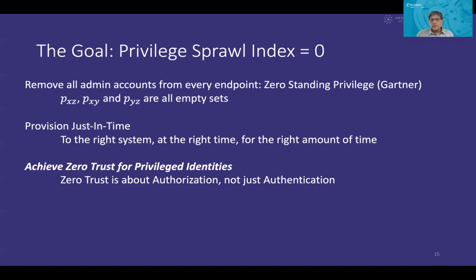So these are systems, they're islands in their own right. They have no common accounts. If they have no common accounts, how can you move laterally from one place to the other? In a sense, they're air-gapped from a privilege standpoint.